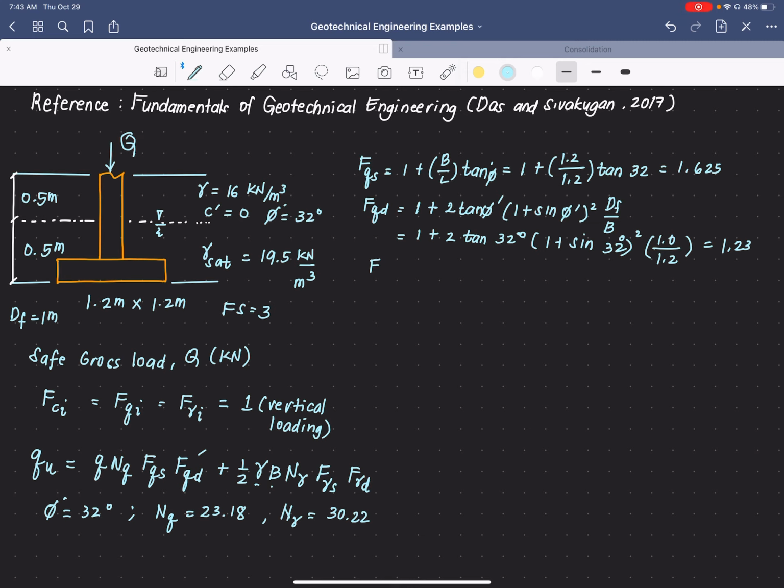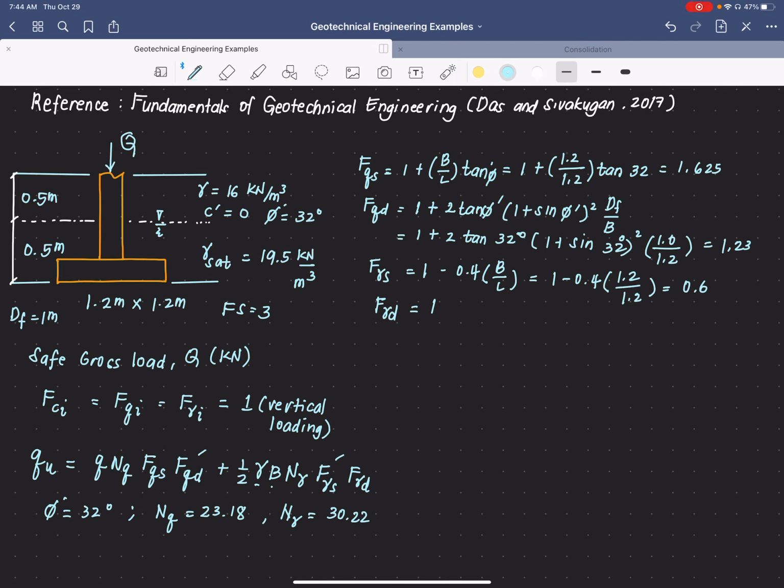Then we have F sub gamma S, which is equivalent to 1 minus 0.4, again from the table, B over L. So all the terms are given: 0.4, the width of the foundation is 1.2, and the length is also 1.2. So we have 0.6 here. And then we have F sub gamma D, which is equal to 1.